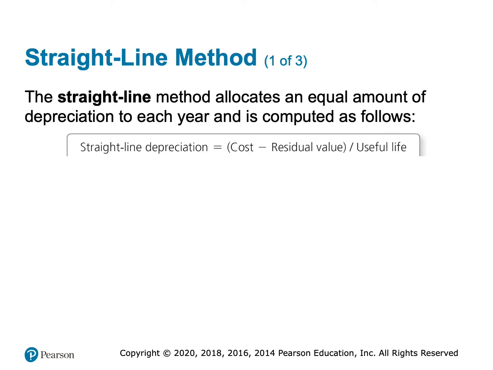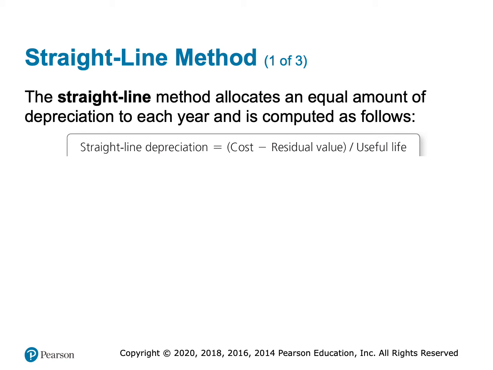So the first method we're going to look at is straight line. This is the one we looked at very briefly back in chapter 3. It is the most commonly used method. The idea of straight line is that you get an equal amount of depreciation every year.